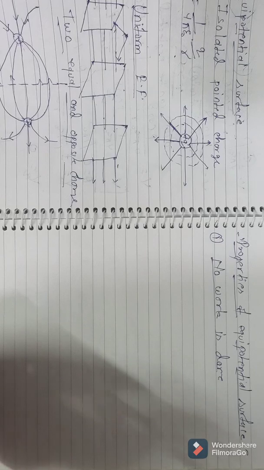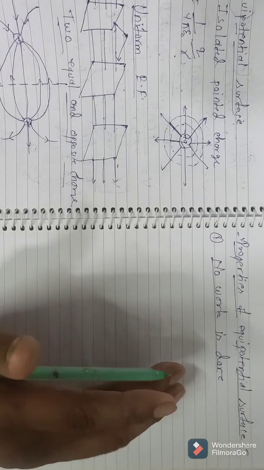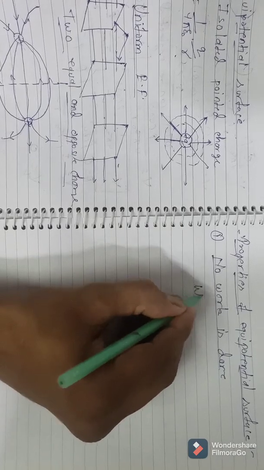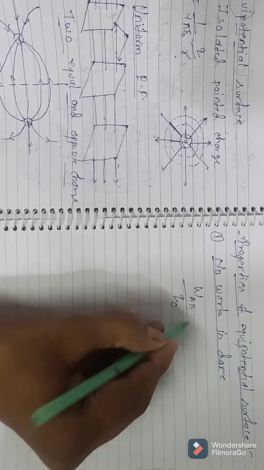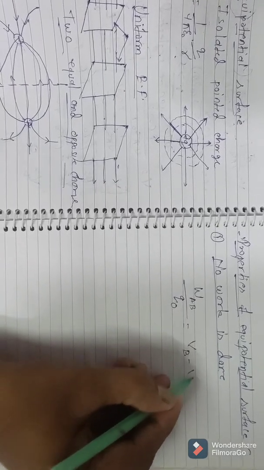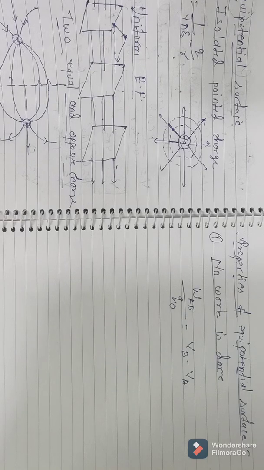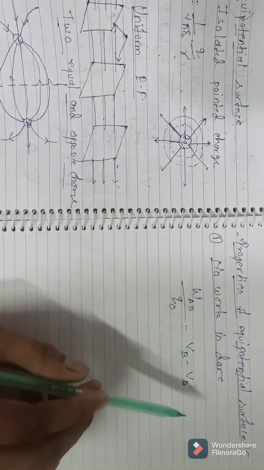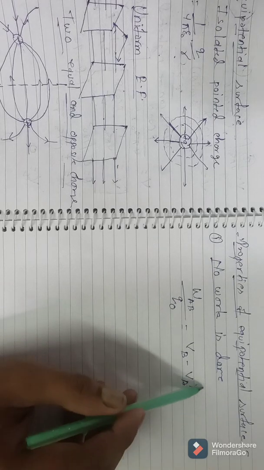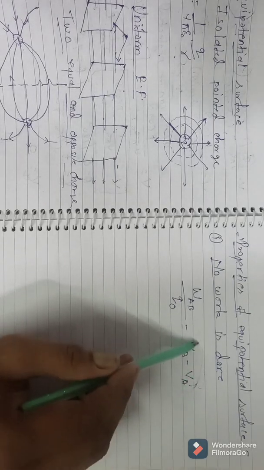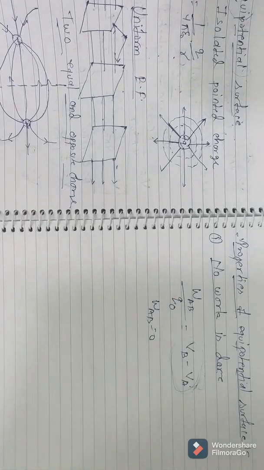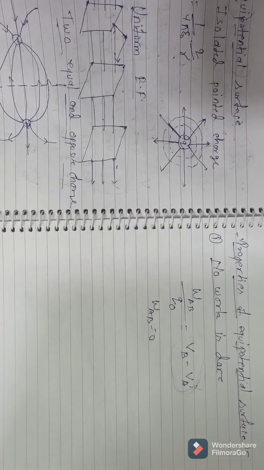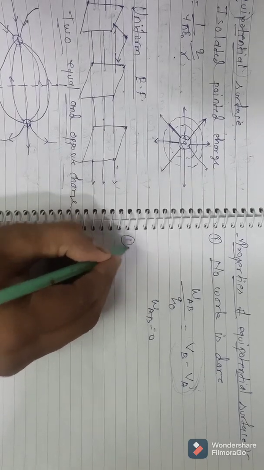When we move a charge from point A to point B, the work done in moving a charge from point A to point B per unit test charge is given as the difference of potential between the two points. But if the charges are on the equipotential surface, then there will be no difference. If there is no difference, then this part will be 0, and the work done will be 0. Hence, work done in moving a charge over an equipotential surface is always 0, because there is no difference of potential.